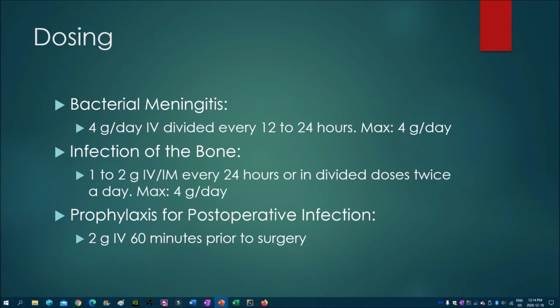Now for some examples of dosing with Ceftriaxone. So in the treatment of bacterial meningitis, we may see 4 grams per day given intravenously, divided every 12 to 24 hours. In this situation, the maximum dose would be 4 grams per day. In the treatment of an infection of the bone, we may see 1 to 2 grams given intravenously or intramuscularly every 24 hours, or again, potentially divided in doses twice a day. And again, the maximum dose would be 4 grams per day.